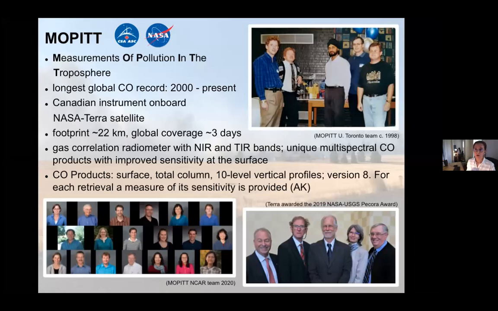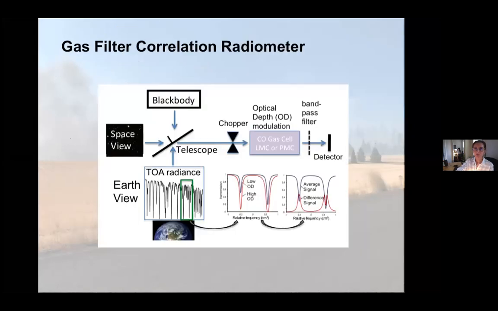MOPITT offers the longest global record of CO since 2000 till now, so it's 21 years of record that we have. And very recently, last year, the MOPITT team, as the other instrument teams on the Terra satellite, were awarded the PECORA award by NASA and the USGS, and here you have Jim Drummond receiving the award. So a little bit more details about MOPITT.